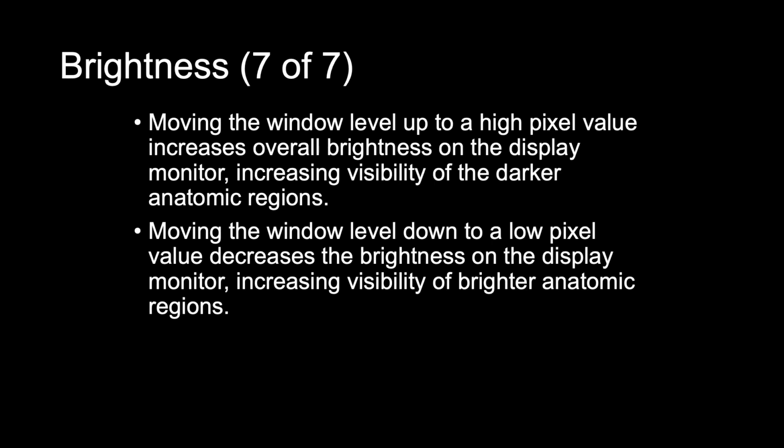With brightness, moving the window level up to a high pixel value increases overall brightness on the display monitor, increasing visibility of the darker anatomic regions. So if you have a dark image, you want to window level. So you want to move your cursor up so it gets brighter. Moving the window level down to a low pixel value is going to decrease the brightness, so it's going to become darker on the display monitor. This is going to increase the visibility of brighter anatomic regions.